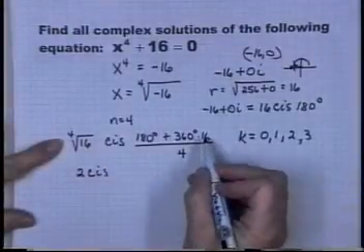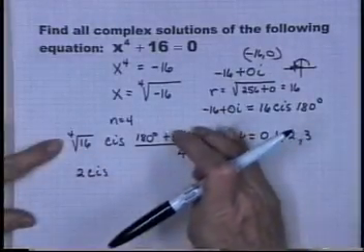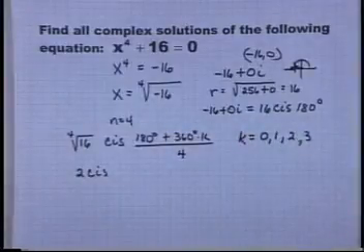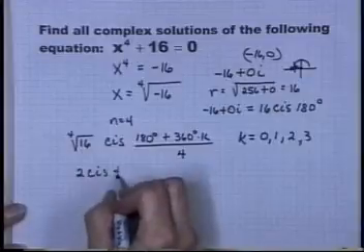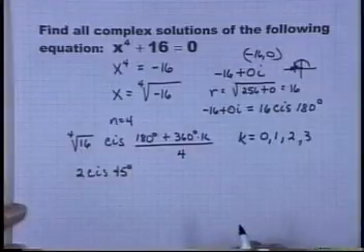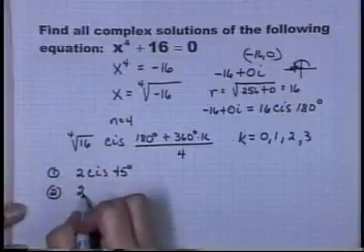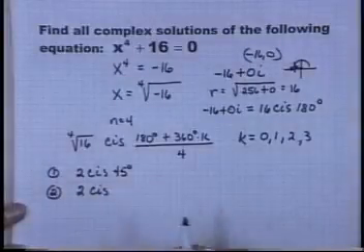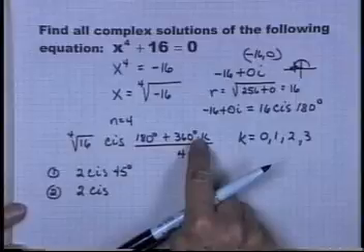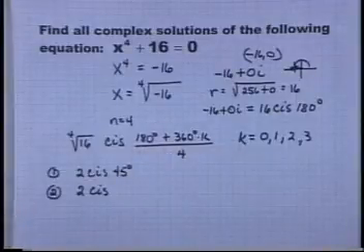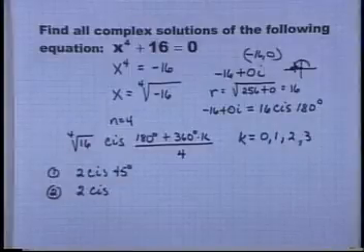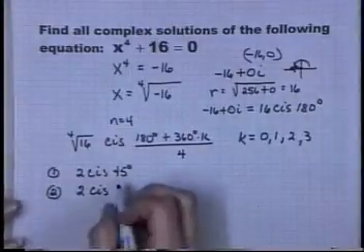CIS. Well, if k is 0, this is not there, 180 divided by 4 is 45 degrees. Okay, so there's one answer. Okay, what about the second answer? Well, the fourth root of 16 is 2, CIS. If I let k be 1, 180 plus 360 is 540. If I divide that by 4, I get 135.